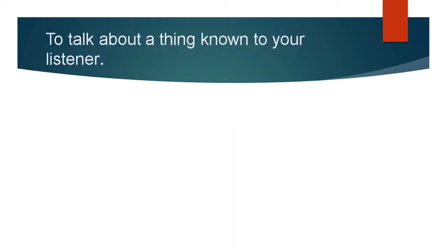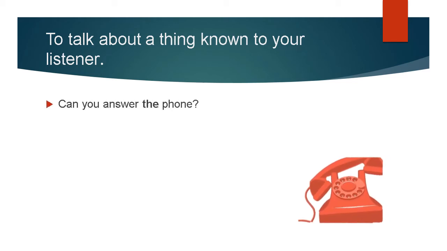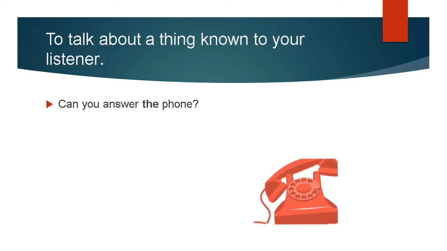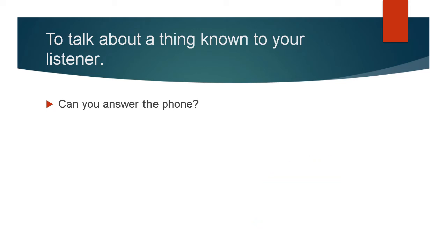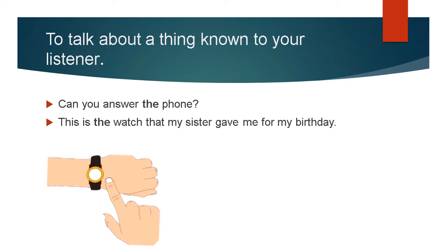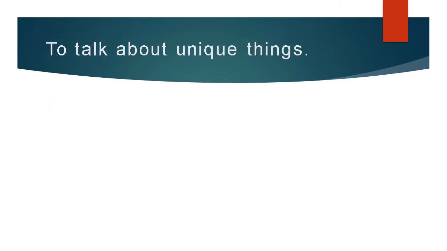نستعملوا the to talk about a thing known to your listener. هذاك الشخص يعرف على من راك تهدر. For example, can you answer the phone? تليفون راهي يصوني, the phone rings, so I know which phone is ringing. Okay, the one which is on the table. Another example, this is the watch that my sister gave me for my birthday.